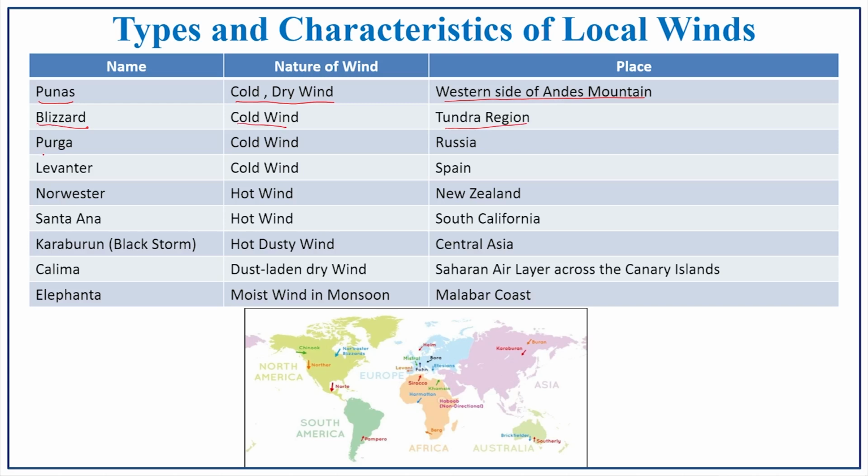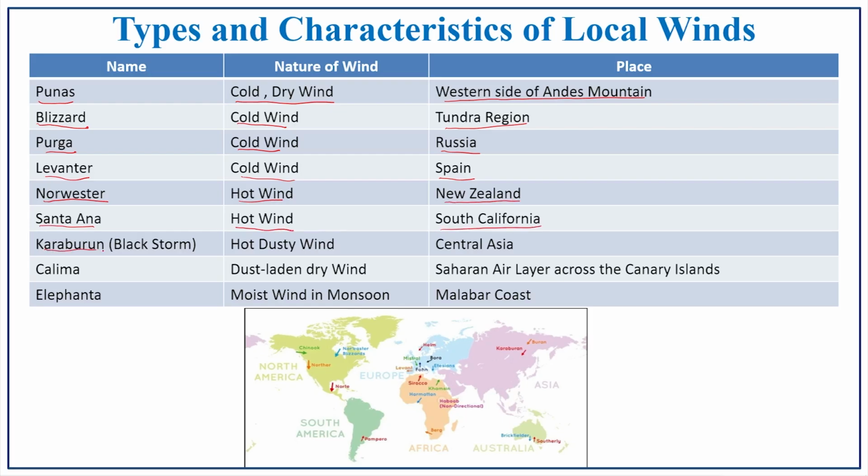The next one is Purga. This Purga local wind is a cold wind which is blowing in Russia. Next is Levanter. It is a cold wind which is blowing in Spain. Next local wind is Nor'wester. It is a hot wind which is blowing in New Zealand. Next one is the Santa Ana. It is a hot wind which is blowing in South California.